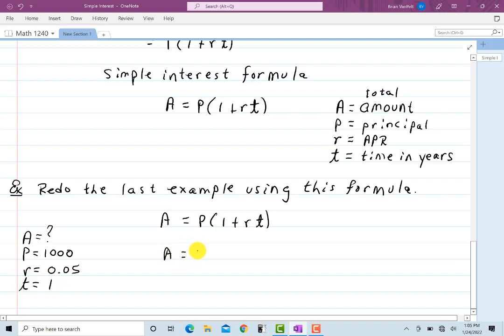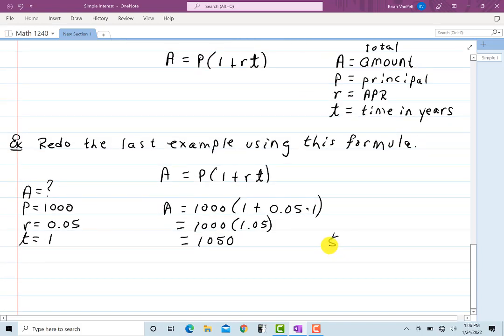So our A is 1,000 times 1 plus 0.05 times 1. That is 1,000 times 1.05, which equals 1,050. And so we know that our final answer is 1,050.